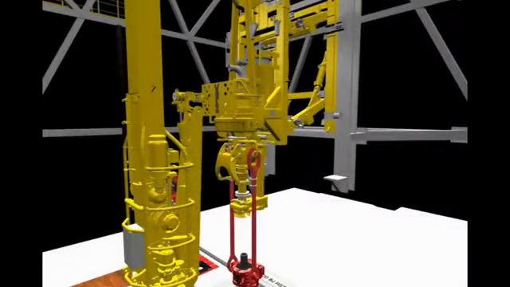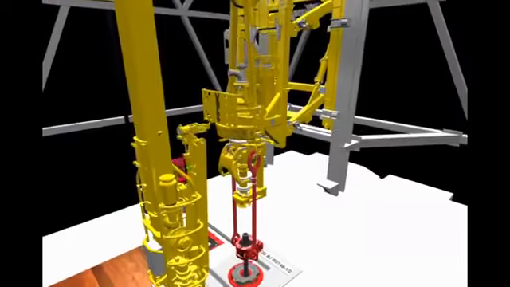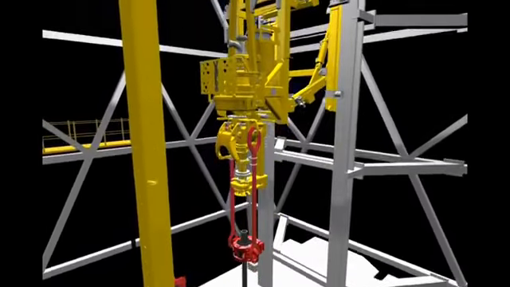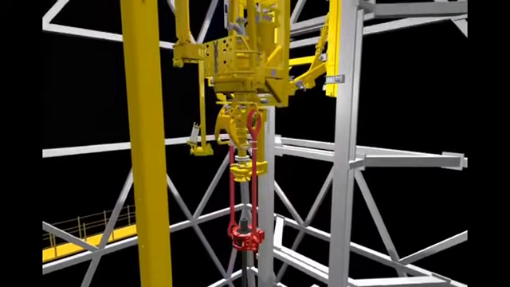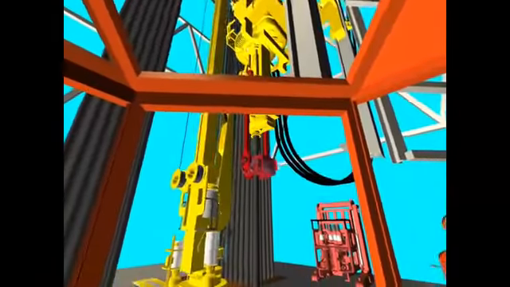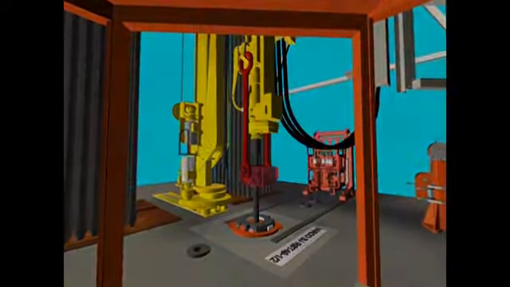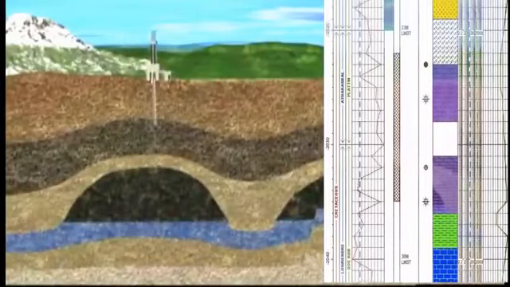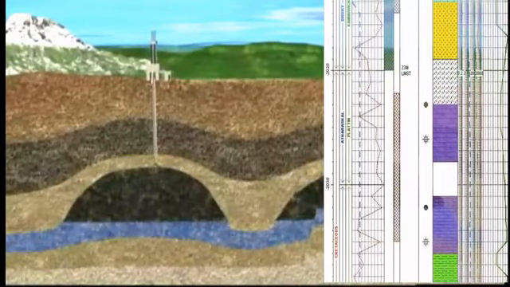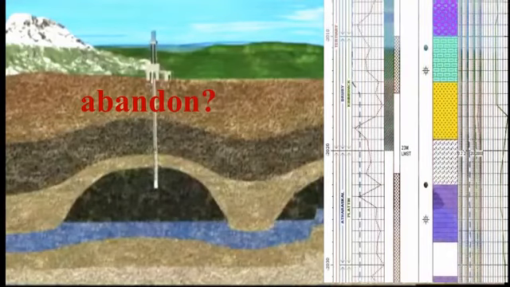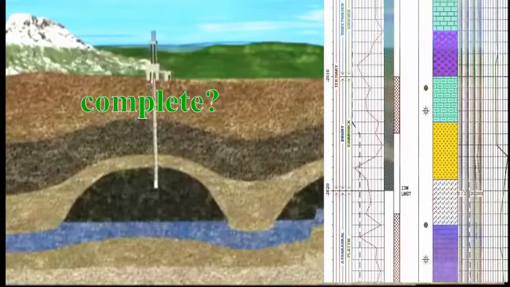Remember, round tripping is when the drill string with the drilling bit and all of the stands of pipe are pulled out of the wellbore for testing and then put back in when it is finished. The information we learn from the different procedures will help guide us in deciding whether or not to abandon or complete this well.